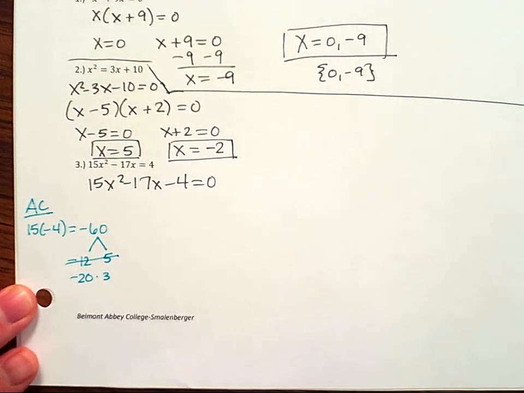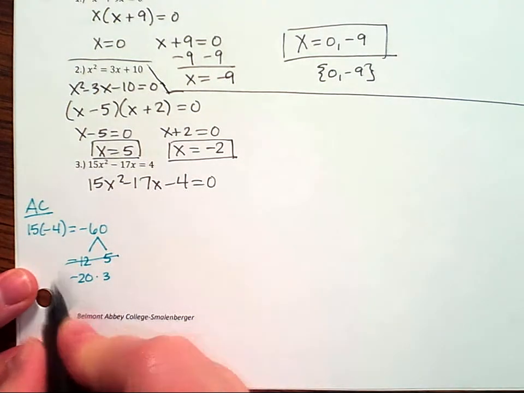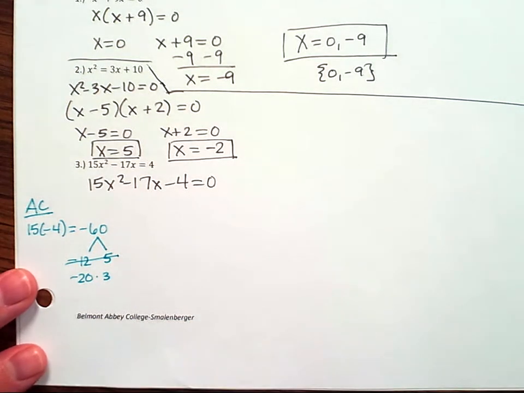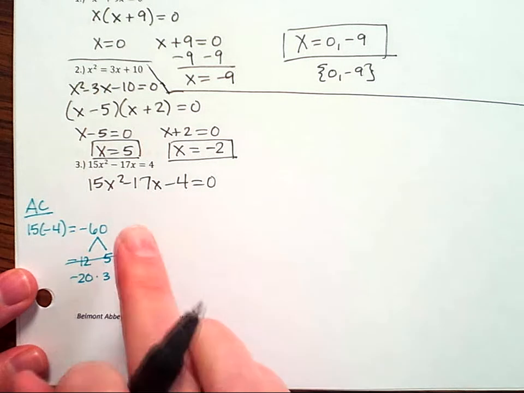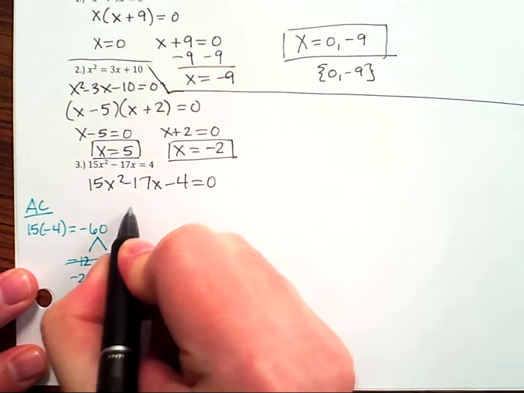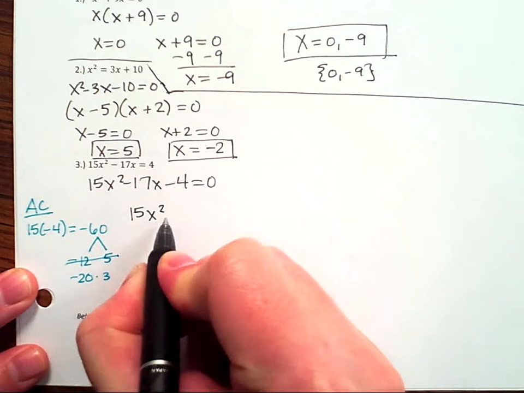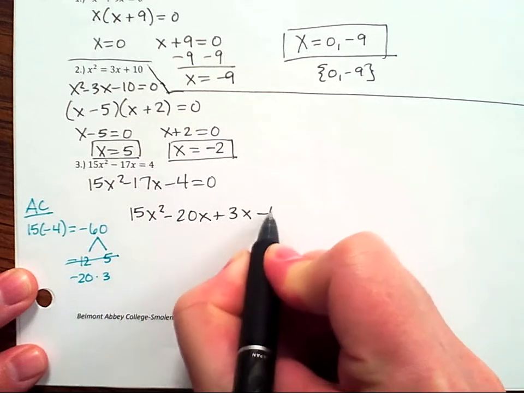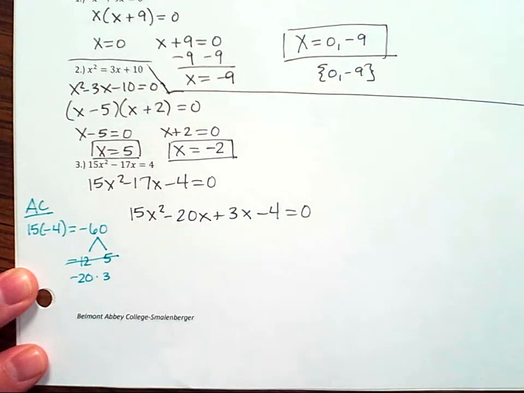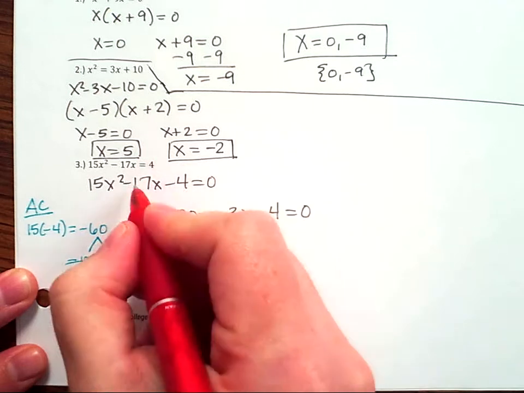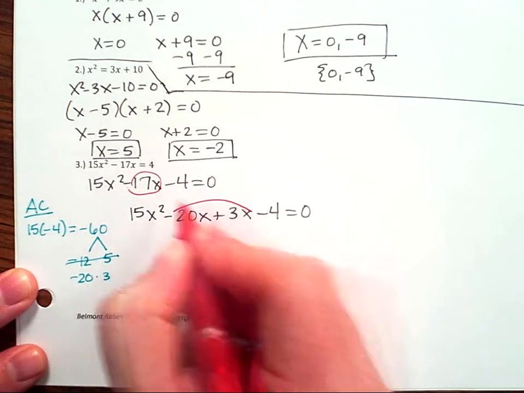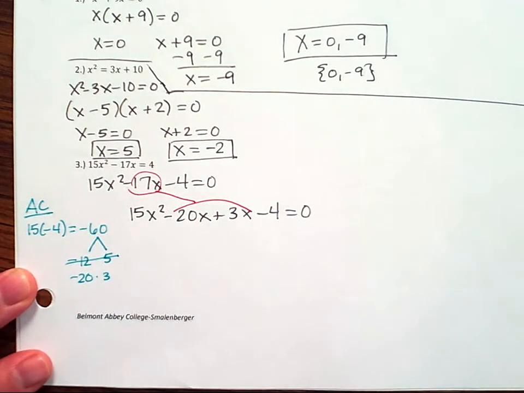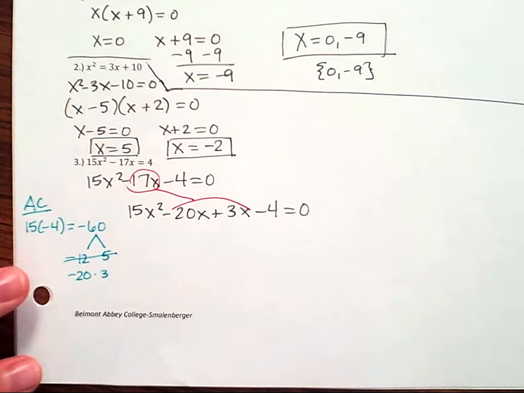Okay, so how do I do the AC method again? What do I do now that I got this? Split negative 17 into negative 20 and 3. Good, so I split that negative 17. So I split this into this, right? Split that middle term up. And then what do I do?